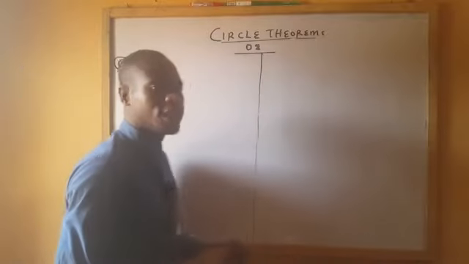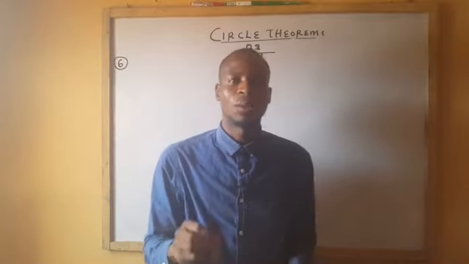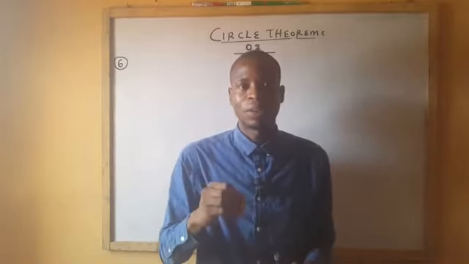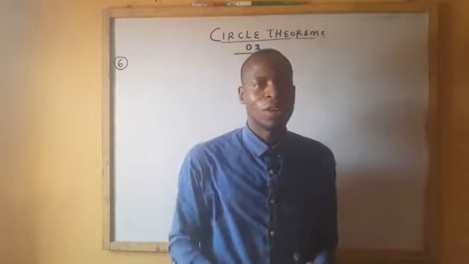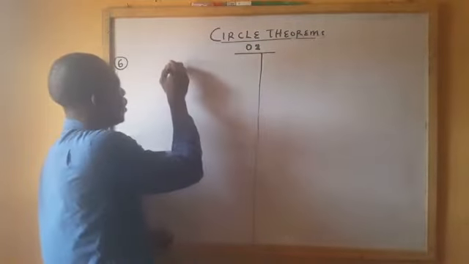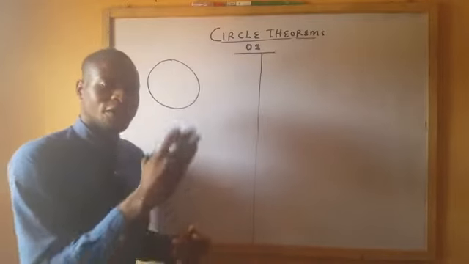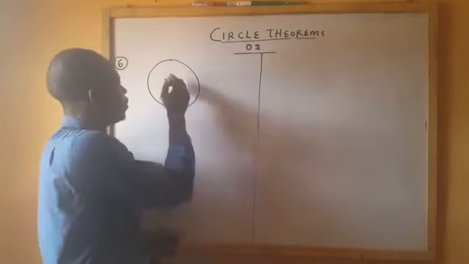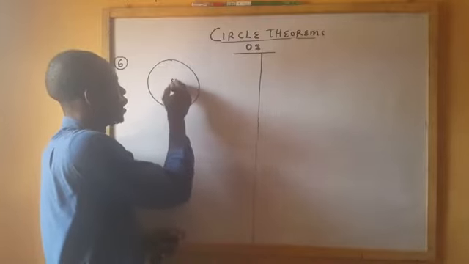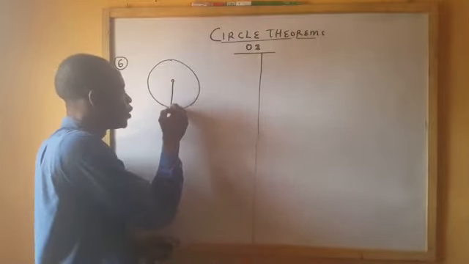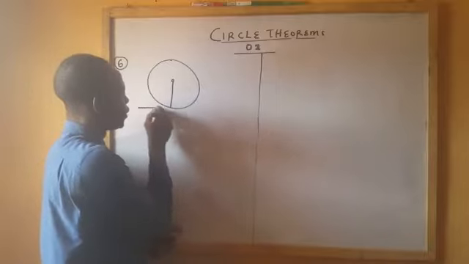Now the 6th theorem states that a tangent is perpendicular to the radius at the point of contact. What does that mean mathematically? Let's consider a circle. We know that the diameter is twice the radius, right? So this is my center O. Half of the diameter is known as the what? The radius. So this is the radius here, and this is a tangent here.